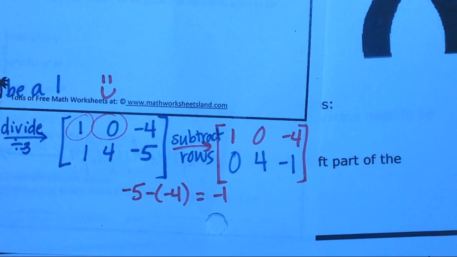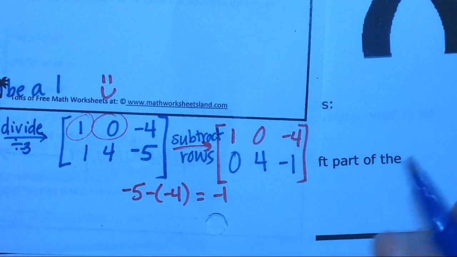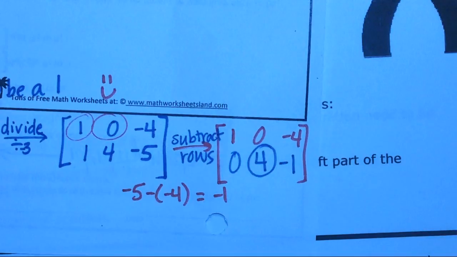Okay. What's wrong with the bottom? What's wrong? There's not a 1 here. This needs to be a 1. So how can we make that a 1?